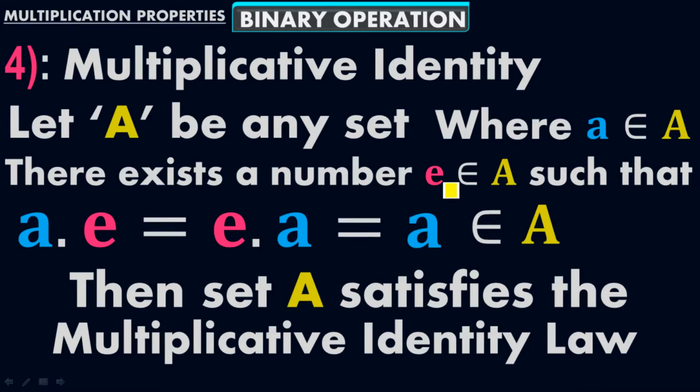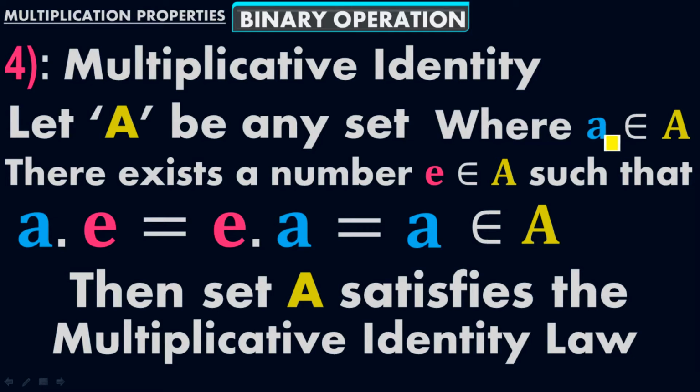Now what will be E? What kind of number are we going to have for E, such that if we take its product with a, you will get back the same a? Obviously E is 1. The multiplicative identity is E, and it will be 1. If you take its product with 1, you will get back the same a. a times 1 equals 1 times a equals a, and a belongs to A.